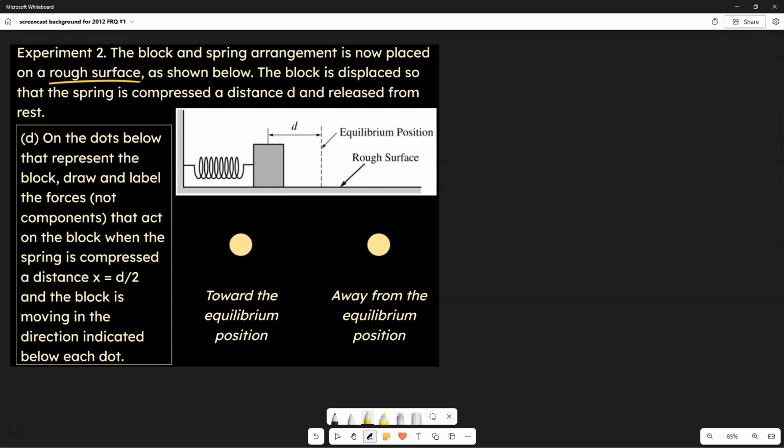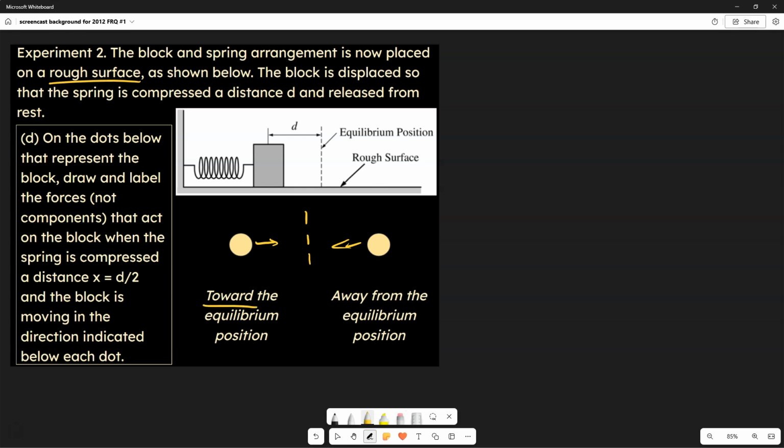from rest. On the dots below that represent the block, draw and label the forces, not components, that act on the block when the spring is compressed to a distance x equals d divided by 2, and the block is moving in the direction indicated below each dot. This, I believe, is a little bit confusing. If you're trying to work very quickly and efficiently, it's easy to misread this and think, oh, this is our equilibrium line between both cases, maybe it's moving towards in this case and in this direction in this case. That is actually not what it is saying.